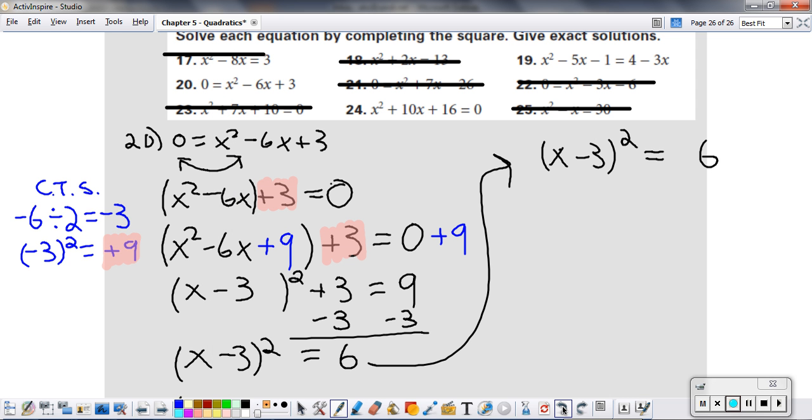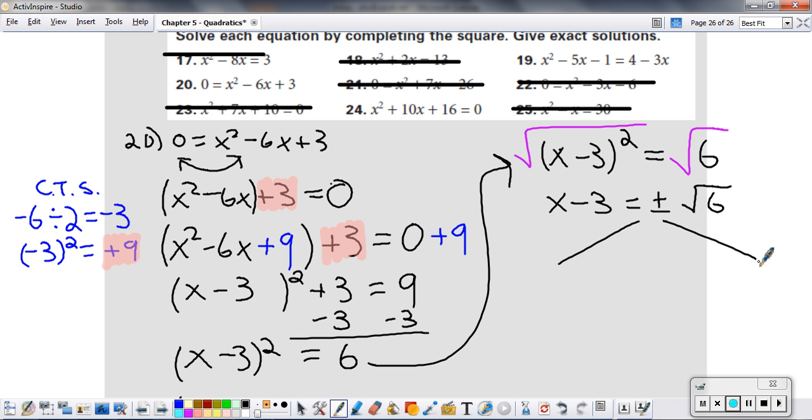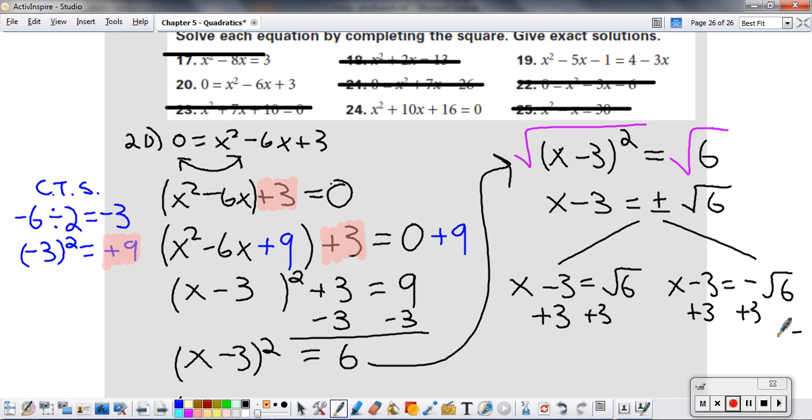Take the square root on both sides. And then you get x minus 3 equals plus or minus the square root of 6. And again, your two equations are x minus 3 equals root 6, x minus 3 equals negative root 6. Add 3 on both sides, and you get x equals 3 plus root 6, and x equals 3 minus root 6.